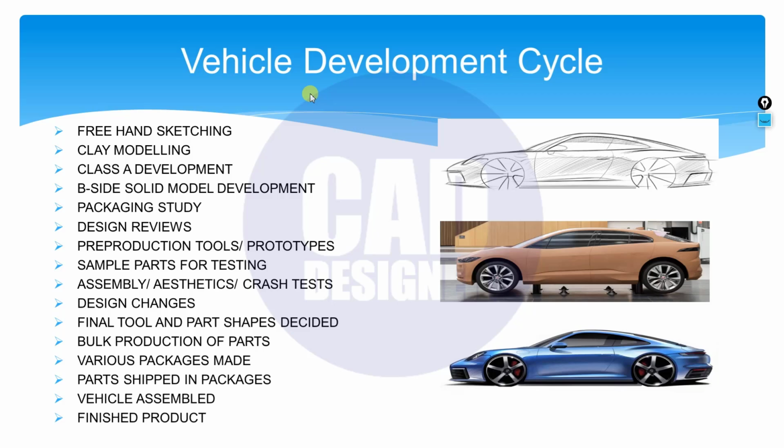Next is the vehicle development cycle. It is very important to us. See, these are the different steps or phases in the vehicle development cycle. First is freehand sketching. When OEM companies, original equipment manufacturers, suppose Skoda, want to design a new model car, initially this freehand sketching is done. Idea or concept generation is done in the form of sketching.